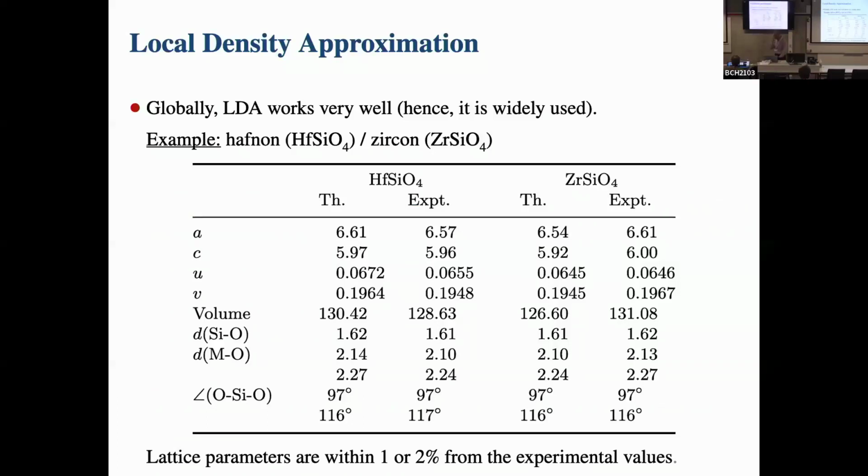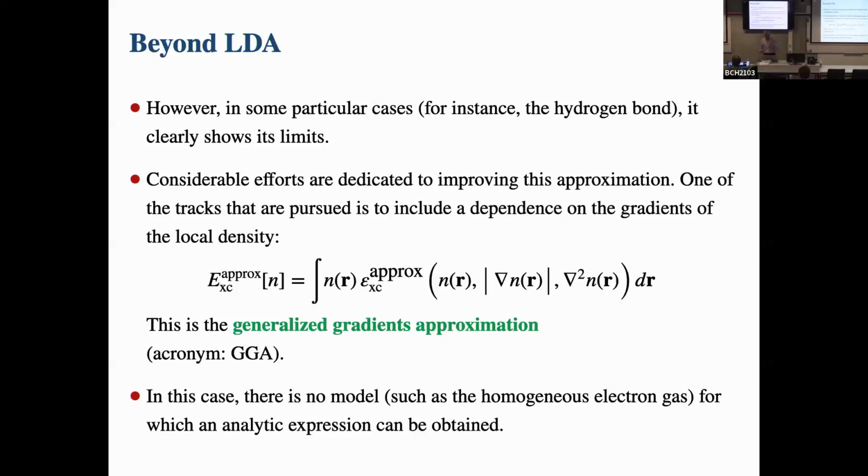For this system, when you compare theory and experiment, you can see that the agreement in terms of geometry is really very nice. We typically have 1 or 2% on the lattice parameters and all structural properties. So this is very interesting, and this is why this approximation has been popular for a long time. But there are a number of cases where it doesn't work.